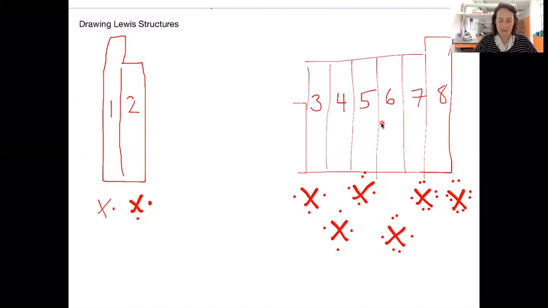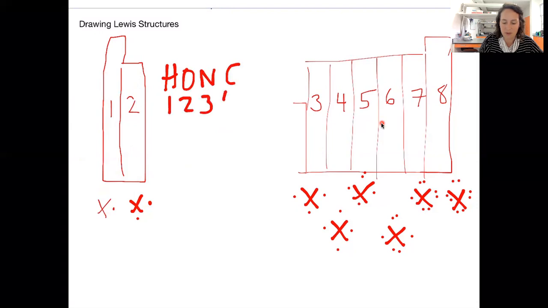Okay. Remember also in my last video, if you can misspell the word HONC, H-O-N-C, and count to 4, 1, 2, 3, 4, you can figure out how many bonds those 4 common elements will always have. So hydrogen will always make 1, oxygen will always make 2 bonds, nitrogen will always make 3 bonds, and carbon will always make 4 bonds.